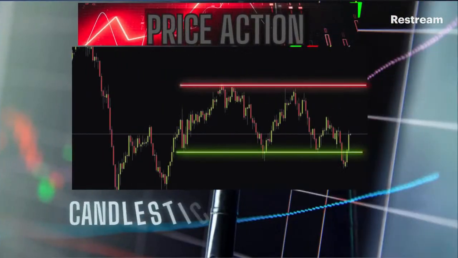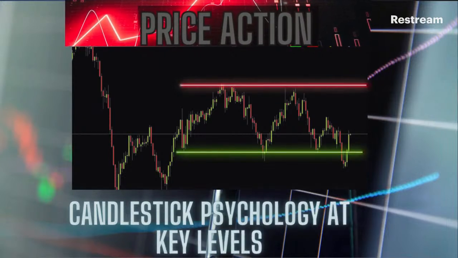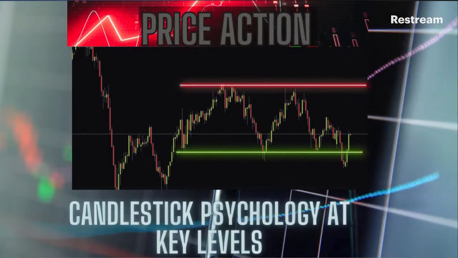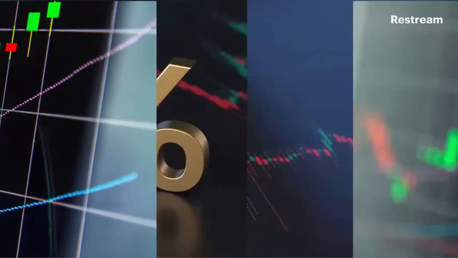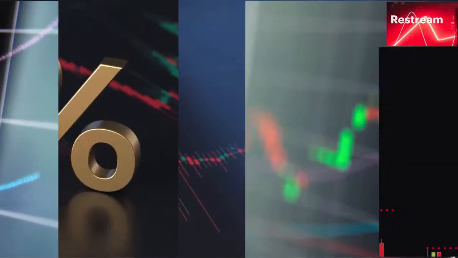Part 4. Candlestick psychology at key levels. Price action tells you everything if you know what to look for. Before entering a trade at support or resistance, check for these confirmations. Pin bars and long wicks. The market tried to break, but failed.